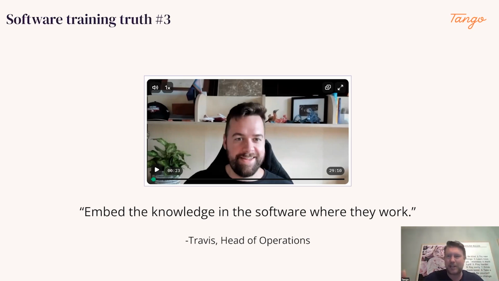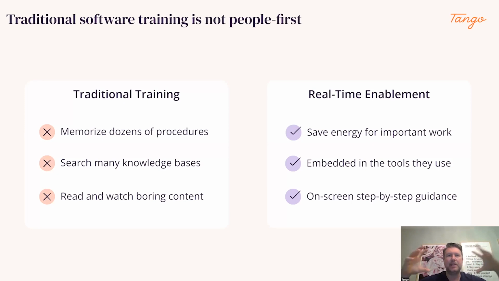That way you don't have to train them on them up front. Inevitably, when the software changes or the process changes, you don't need to constantly train and retrain people. You don't have all this friction when people don't memorize all the processes. The knowledge is just at their fingertips where they need it. So these are kind of the main truths that we believe in that inform what we have to say about software training and all these other tools.